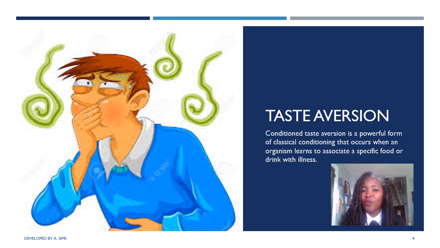All right, this is a really good example of classical conditioning. It's actually a special type of classical conditioning called taste aversion. And you can see the definition here on the slide. Conditioned taste aversion is a powerful form of classical conditioning that occurs when an organism learns to associate a specific food or drink with illness.